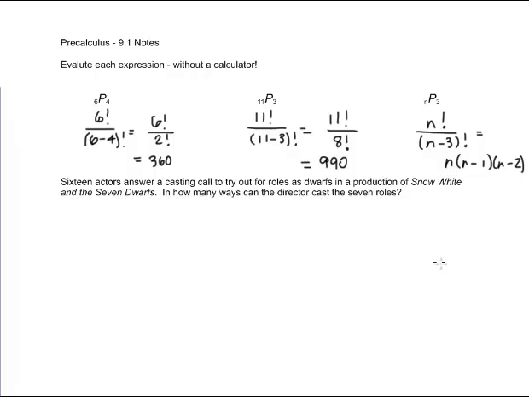Okay? So, talking about this, we've got 16 actors answering a casting call to try out for roles as dwarfs in a production of Snow White and the Seven Dwarfs. In how many ways can the director cast the 7 roles? So basically, we've got 7 spots to fill. So if you think about this, we've got 1, 2, 3, 4, 5, 6, 7 spots to fill. And cramming into those 7 spots are 16 different people.